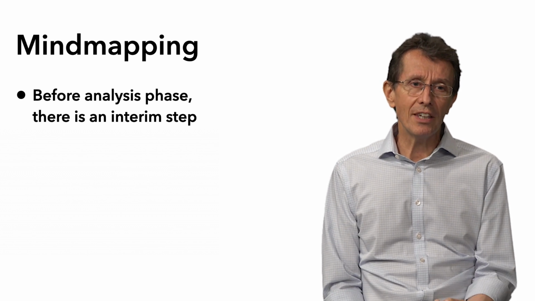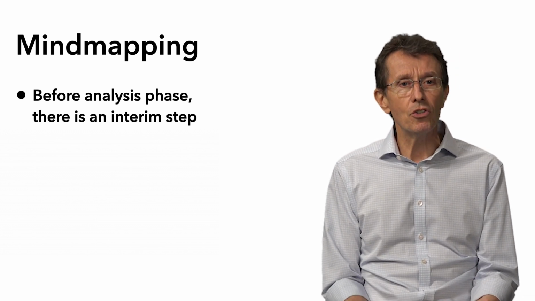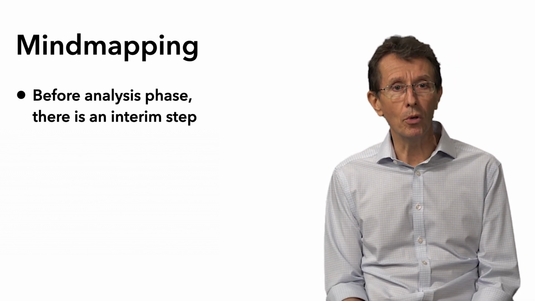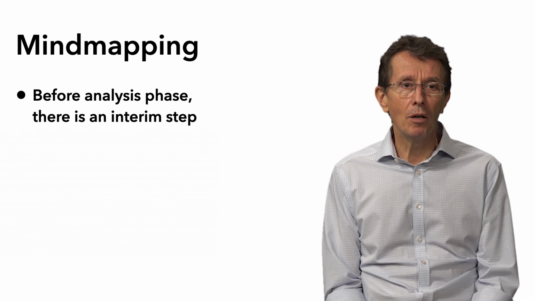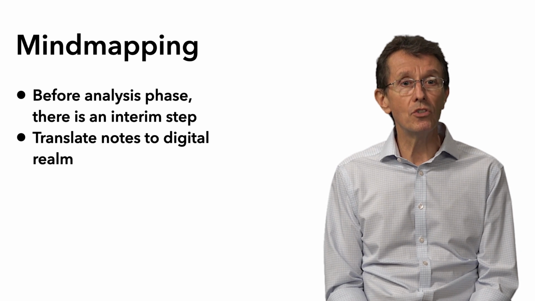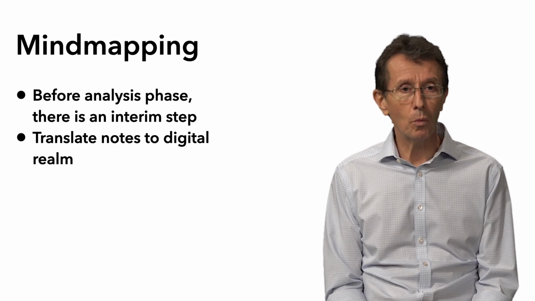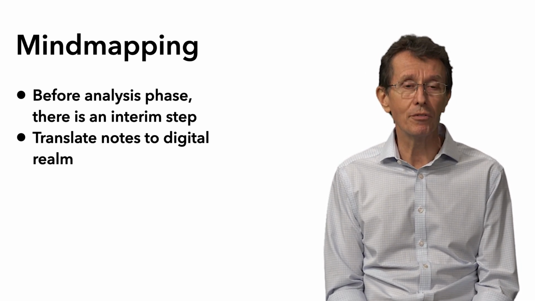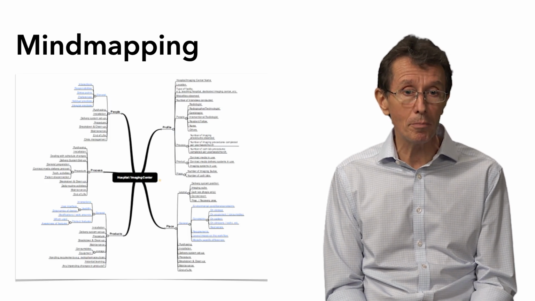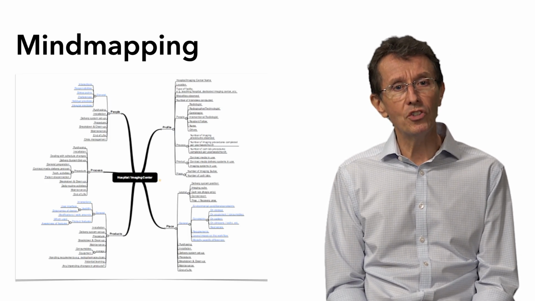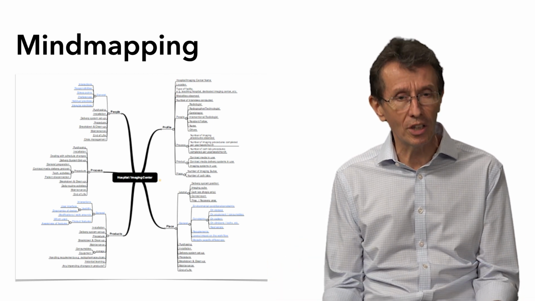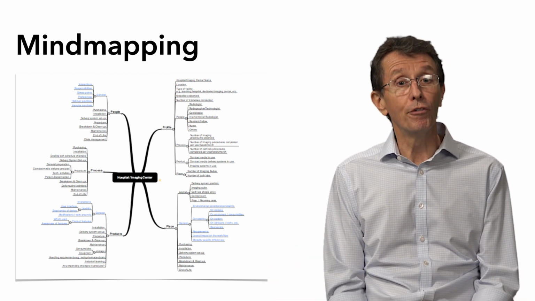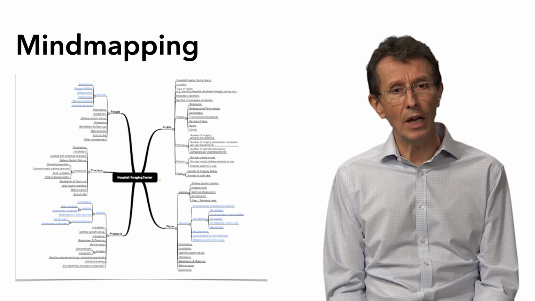Before moving into the analysis phase, there's an interim step between our notebook and the analysis process where we translate our notes into the digital realm. And we use a process called mind mapping for this. This is an example of a mind map on the slide. And you see it has multiple branches. It's a tree-like structure for capturing the 4 Ps of what we saw happen.